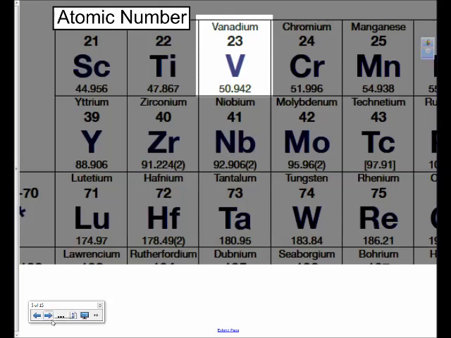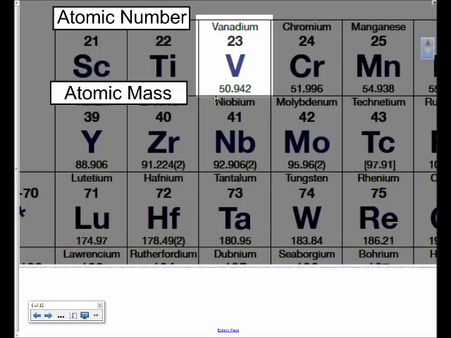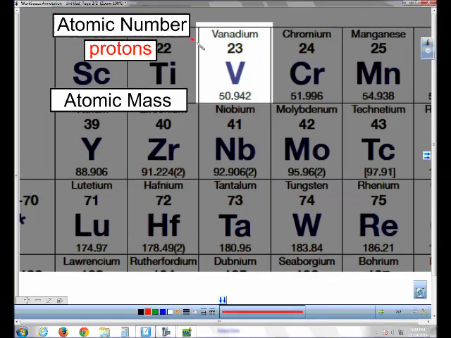The other is the atomic mass, which is the average mass of vanadium, 50.942. And so we're going to use these two numbers to figure out the number of protons, neutrons, and electrons. Now, the number of protons is really simple. If our atomic number is 23, then our number of protons is also 23. So that's easy. It tells us exactly how many protons there are.